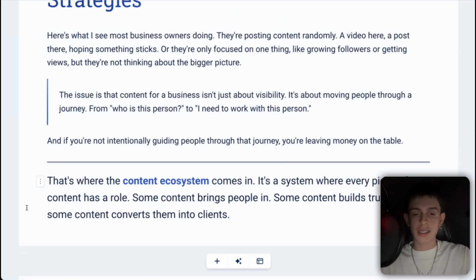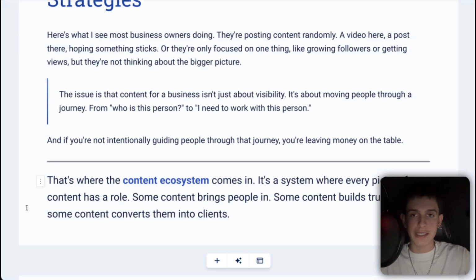Now, that's where this content ecosystem comes in. It's a simple system where every piece of content has a role. Some content might bring people in, some content builds trust, and some content converts them into clients.